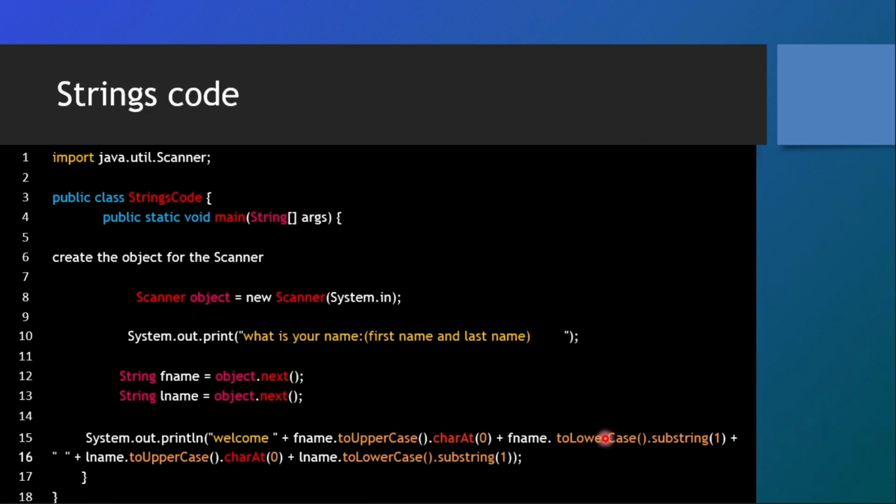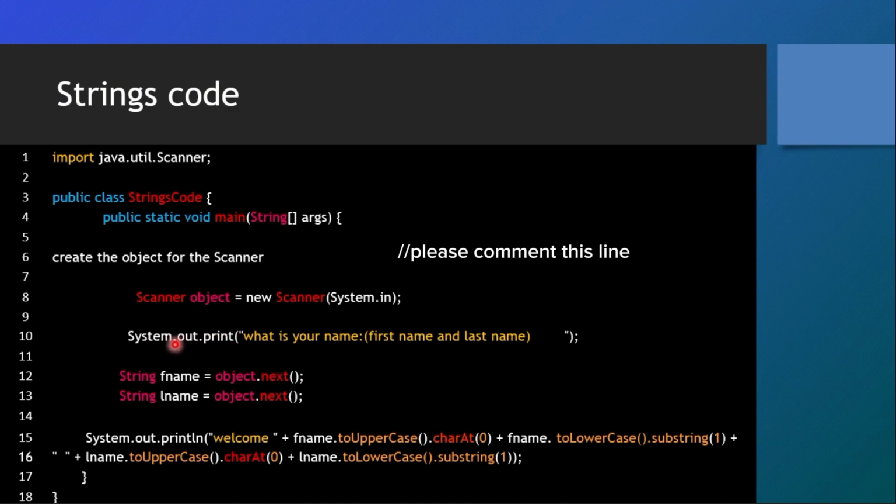So here's code that uses those methods that we've talked about. We're going to use the toUpperCase, charAt, toLowerCase, and substring methods. So we import java.util.Scanner, and then we create our class, strings code, and do our main method there. And then we create the object for the scanner. This is supposed to be a comment. I don't know why it's not. So here we have "create the object for the scanner." Then we've got scanner object equals new Scanner(System.in).